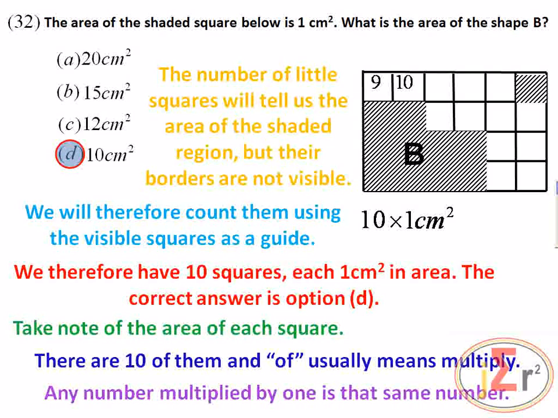Any number multiplied by 1 is that same number, so 10 multiplied by 1 is equal to 10. So the area is 10 centimeters squared. Or we may read it as 10 square centimeters.